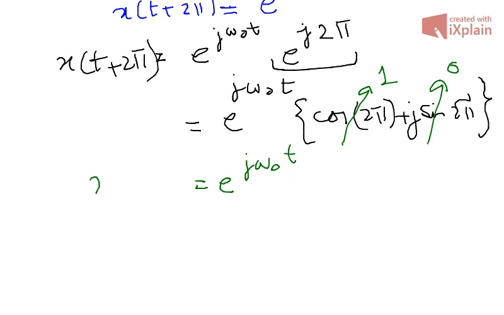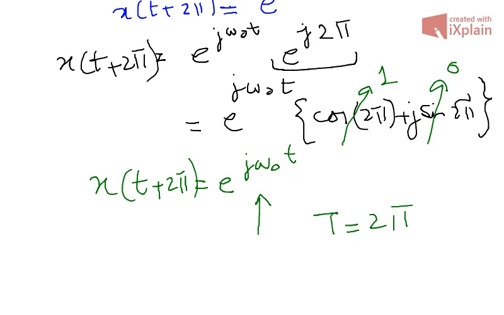So it means that the signal e raised to the power j omega naught t is periodic with a period T equal to 2 pi, and not only T equal to 2 pi, but any multiple of 2 pi. The same signal is periodic with the period multiple of 2 pi. So basically, the complex exponential e raised to the power j omega t is a periodic signal.